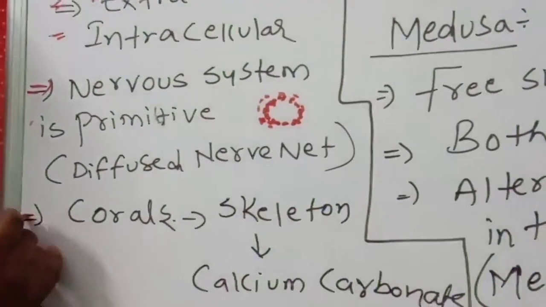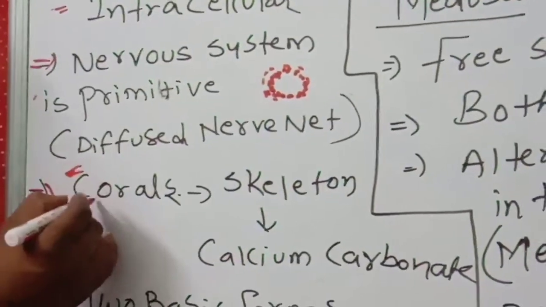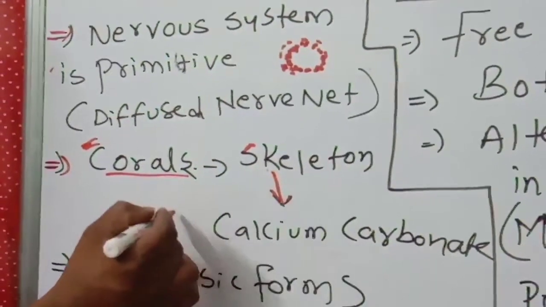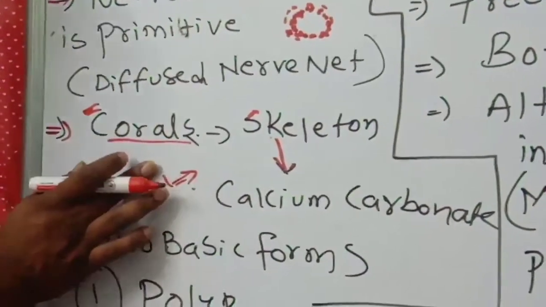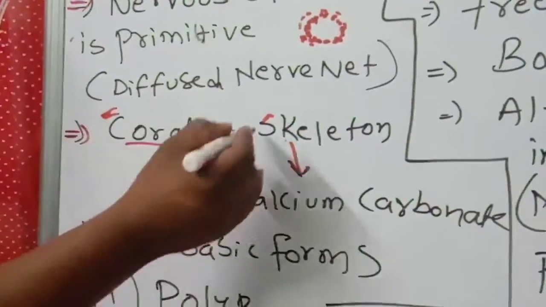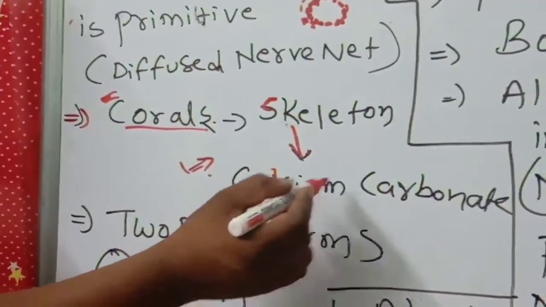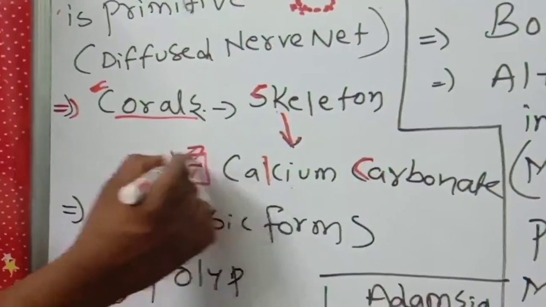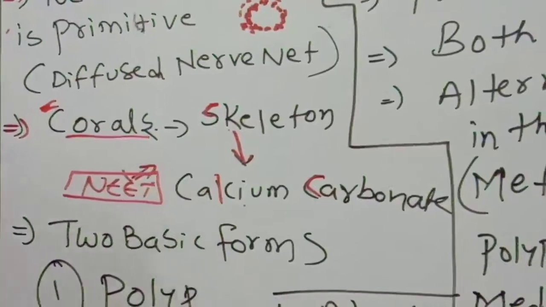Next, some cnidarians like corals have a skeleton system. Whenever you hear the word bone, what do you remember? Calcium. Like here also, the corals of the cnidarians have a skeleton system, made of calcium carbonate. The skeleton system of the corals of the cnidarians is made of which one? Calcium carbonate.